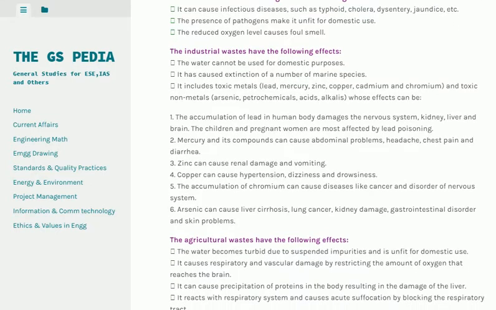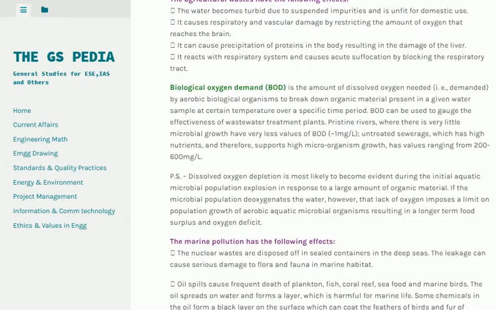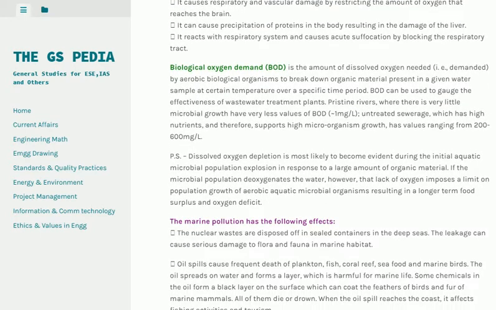Biological oxygen demand (BOD) is the amount of dissolved oxygen needed, i.e. demanded, by aerobic biological organisms to break down organic material present in a given water sample at a certain temperature over a specific time period. BOD can be used to gauge the effectiveness of wastewater treatment plants.